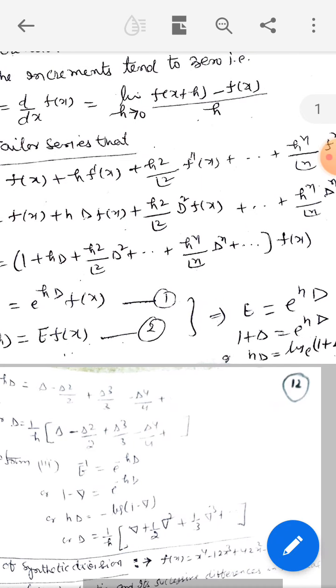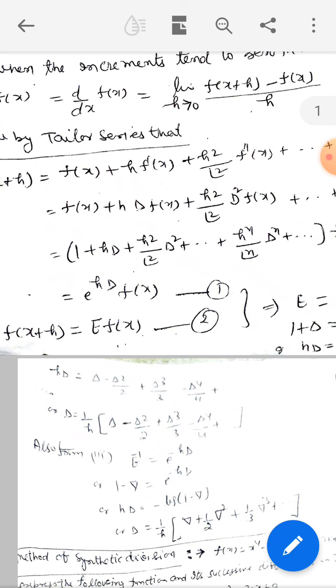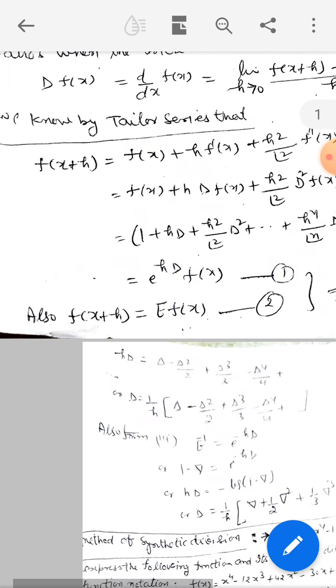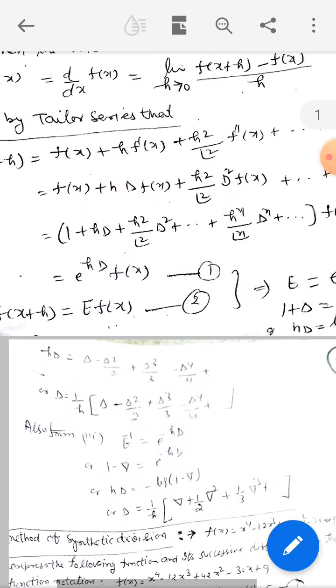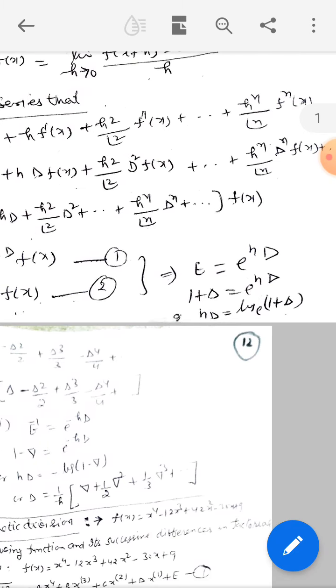Taking f(x) as common, we get 1 plus h into capital D plus h squared upon factorial 2 capital D squared plus up to h to the power n upon factorial n D to the power n into f(x). And this is the expansion of e to the power hD into f(x). This is our relation number 1. And we also know from properties that f(x+h) is equal to the displacement operator E of f(x). So from 1 and 2, we get the displacement operator E is equivalent to e to the power hD.